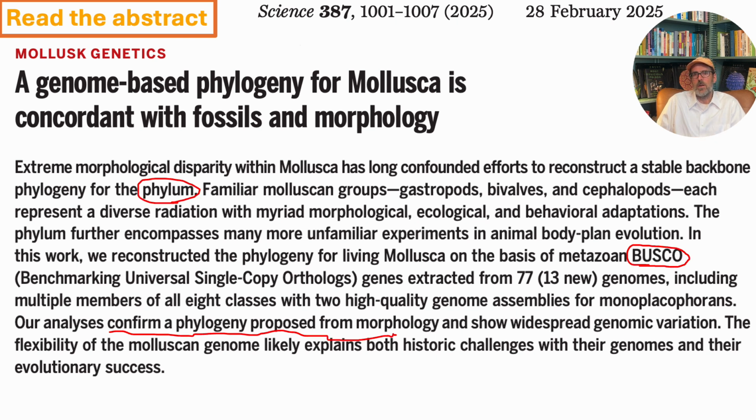Some more words that I think are important to point out are phylum, BUSCO, just the fact they confirm a phylogeny proposed for morphology and show widespread genomic variation, just emphasizing that point. And this may explain the challenges in reconstructing their group from molecular sequences, that is, the widespread genomic variation, but also perhaps their evolutionary success. Similar to the angiosperms that have a high degree of polyploidy and genomic variation, you can't argue, though, that angiosperms have been very successful, perhaps because of this genomic flexibility.